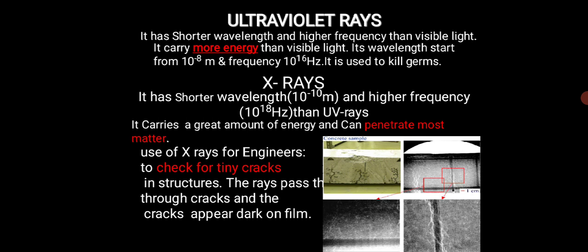Then X-rays. They have shorter wavelength, 10^-10 meter, and higher frequency, 10^18 hertz, than ultraviolet rays. They carry a great amount of energy and can penetrate most matter. X-rays are used by engineers to check for tiny cracks in structures. The rays pass through the cracks and the cracks appear dark on the X-ray film.